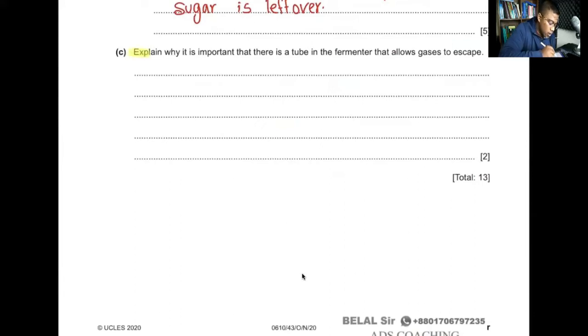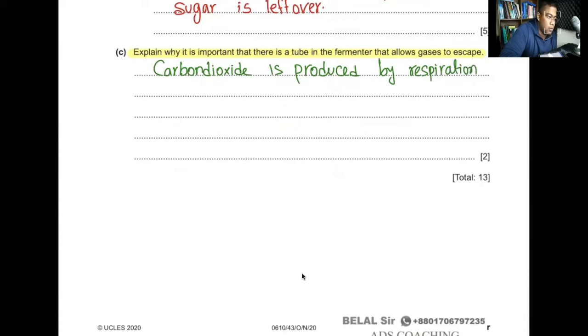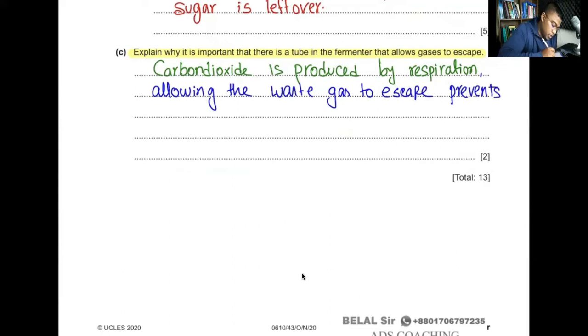Guys, next question. Explain why it is important that there is a tube in the fermenter that allows gases to escape. We know that carbon dioxide is produced during respiration. So we're going to write carbon dioxide is produced by respiration. Allowing the waste gas to escape prevents buildup of pressure.